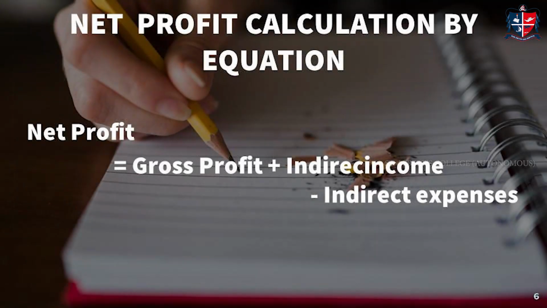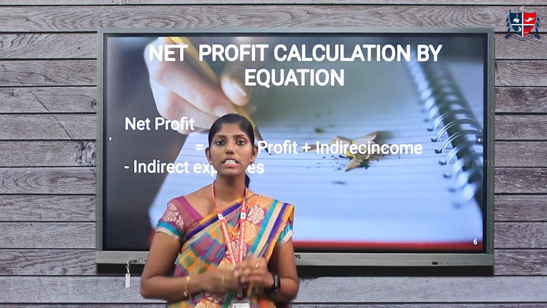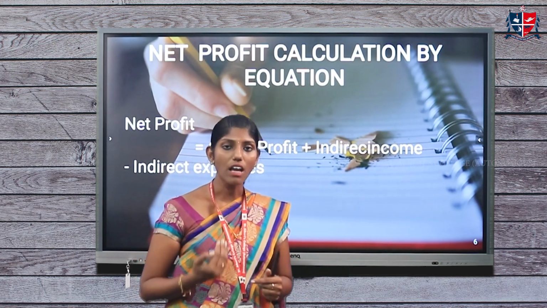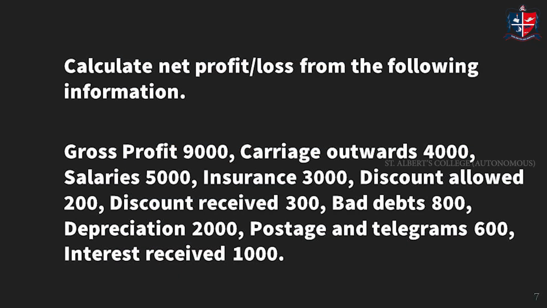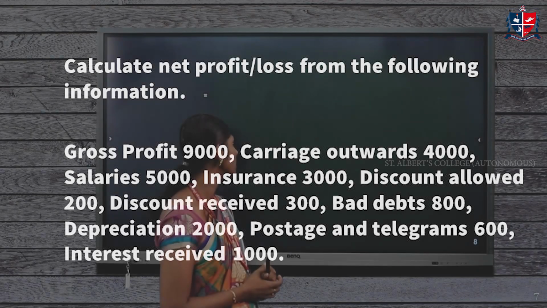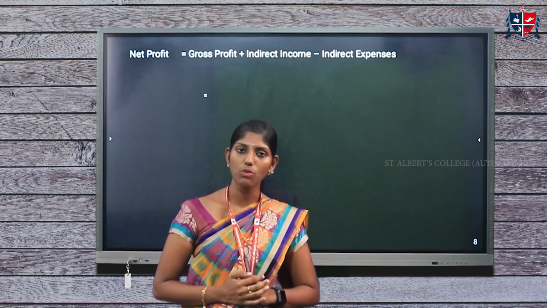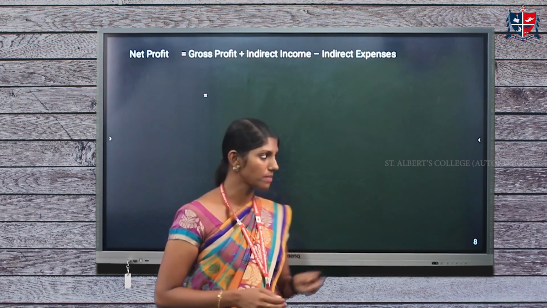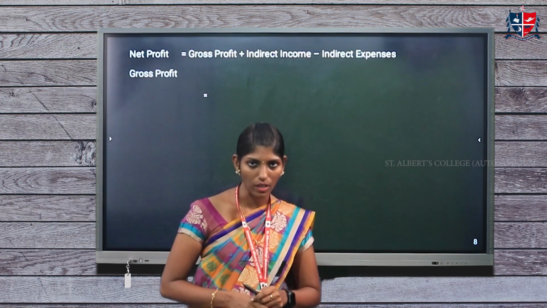So, the same net profit can be calculated by using an equation. The equation will be net profit is equal to gross profit plus indirect incomes minus indirect expenses. We can see how the same problem can be solved using the equation. This is the problem. So, first we have to write the equation. Net profit is equal to gross profit plus indirect incomes minus indirect expenses. We know that the gross profit amounts to rupees 9,000.